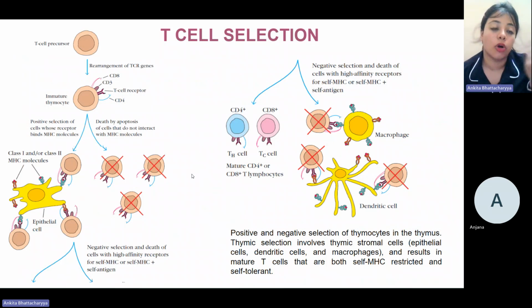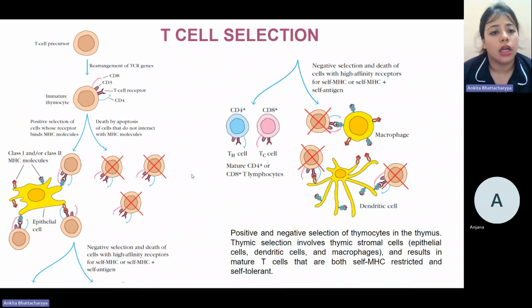So on the surface of the immature thymocyte, you can see the expression of CD4 and CD8 molecules, along with CD3 as well and the T cell receptor. This is aligning with what we have already seen in that first schematic representation.